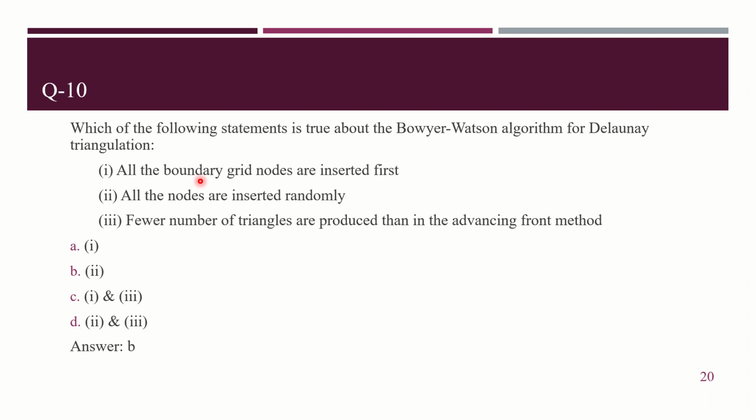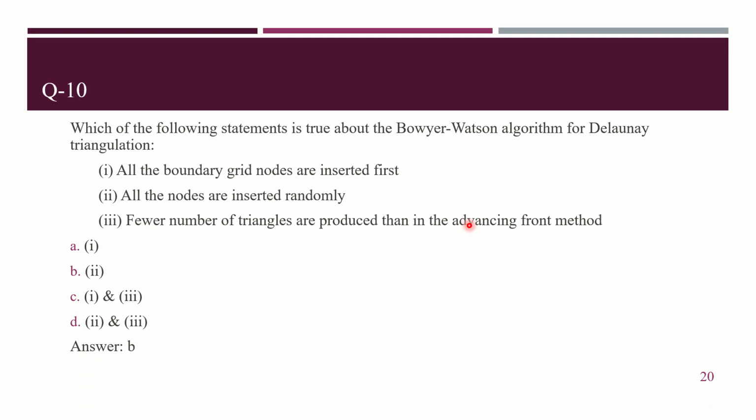So the options are: all boundary grid nodes are inserted first; second, all nodes are inserted randomly; third, fewer number of triangles are produced than in the advancing front method. We all know that in the Bowyer-Watson algorithm for Delaunay triangulation, we insert the nodes randomly, and therefore the second statement is the only right statement. It is not that all boundary grid nodes are inserted first, and the claim that fewer triangles are produced than in the advancing front method is also false.